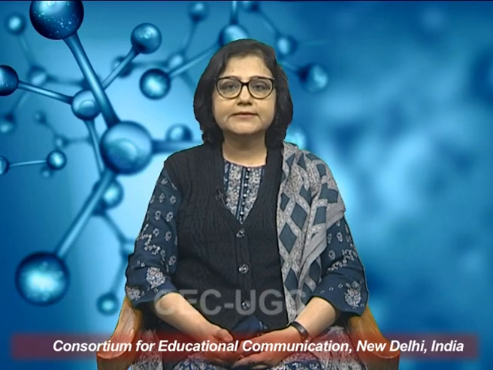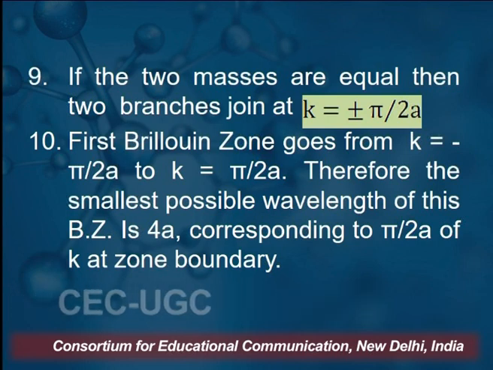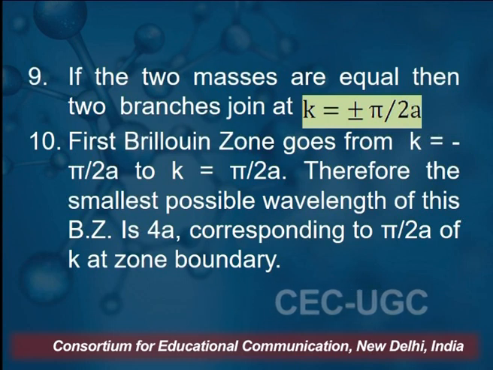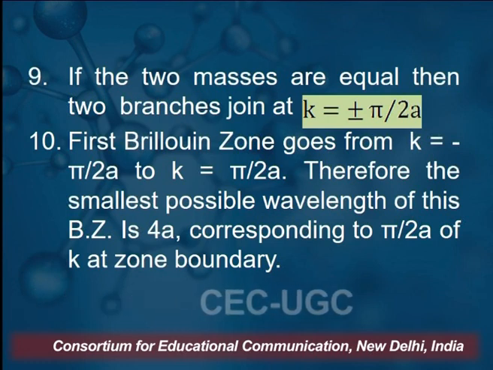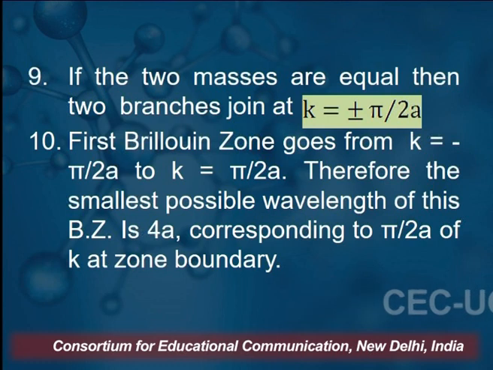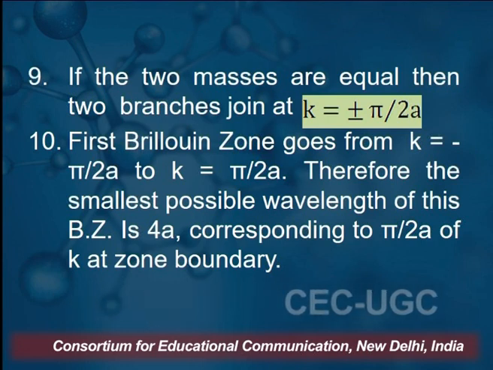Now, if the two masses are equal, that is small m is equal to capital M, then the two branches will join at k equal to plus minus pi by 2a. And the first Brillouin zone in this case goes from minus pi by 2a to plus pi by 2a. Therefore, the smallest possible wavelength, now k is 2 pi by lambda, so the maximum value of k possible is pi by 2a. So the smallest possible value of lambda will be equal to 4a, and that corresponds to pi by 2a at the zone boundary.